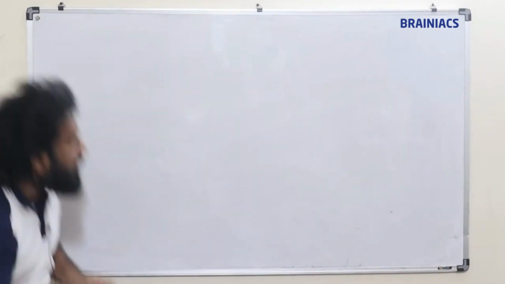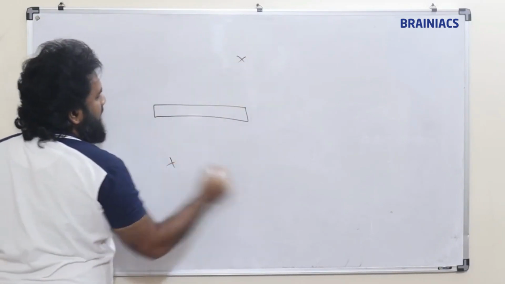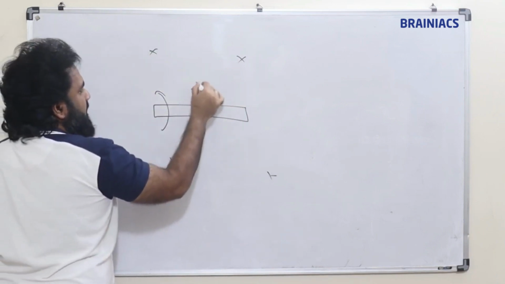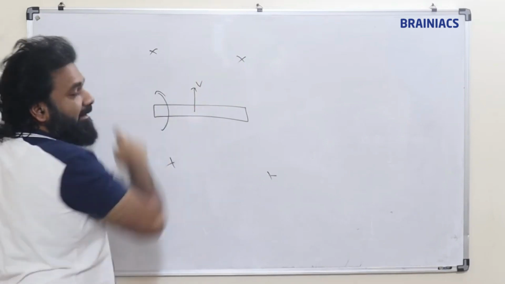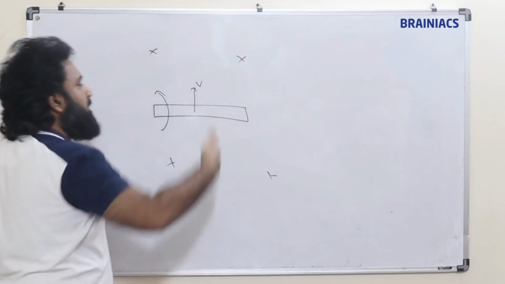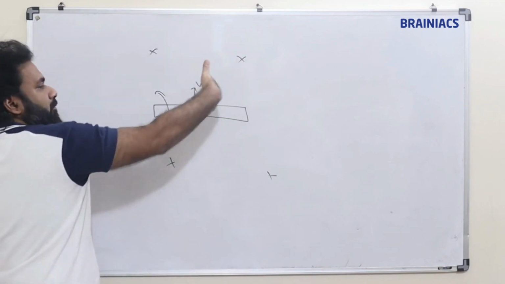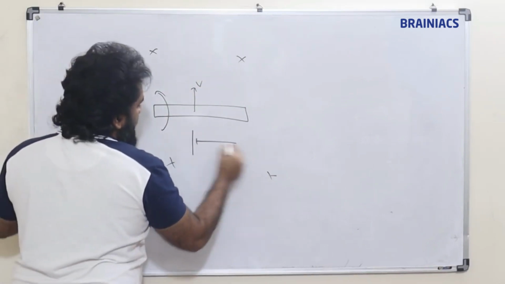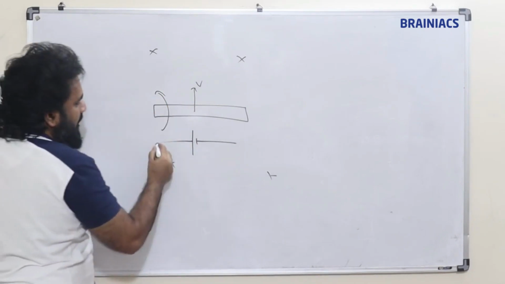Suppose it is rotating like this, if this is the rod and the magnetic field is in this direction. If it is rotating in this direction, obviously the velocity direction is this. Now how to find the direction of EMF? The right hand palm rule we were using, same thing we can use. This is the direction of magnetic field, this is the direction of velocity. Now the palm is facing in this direction. Whichever direction it is showing, that will be the positive end.